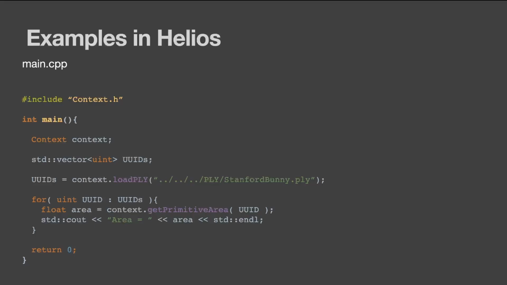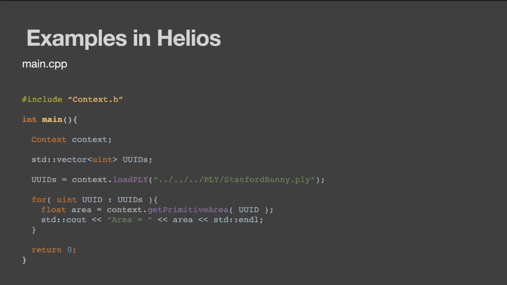This is an example of a very short Helios program that uses many of these different aspects that we've talked about. So here we're including context.h as we normally would within a program. We have our main function. First, we're going to declare an instance of the context. This is covered in another video, but this is basically the main class of Helios. It's the data repository that keeps track of everything and is passed around from plugin to plugin.